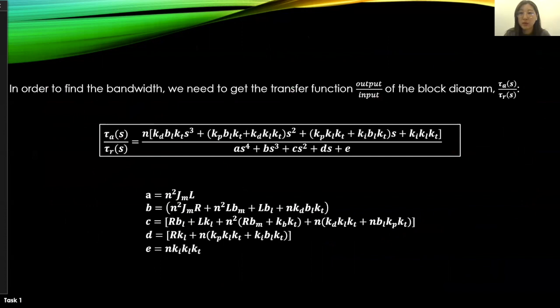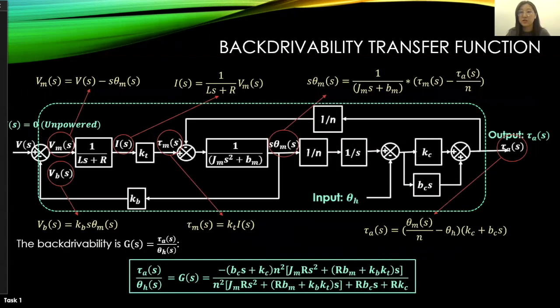Next, I'm going to talk about the backdrivability transfer function. The backdrivability transfer function is very similar to the bandwidth transfer function, but the only difference is that we do not need to apply torque to the system because we're testing how much force we can apply to the gears. So the input voltage over here is going to be 0.